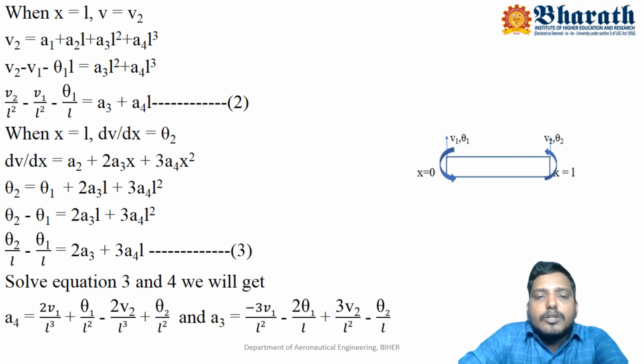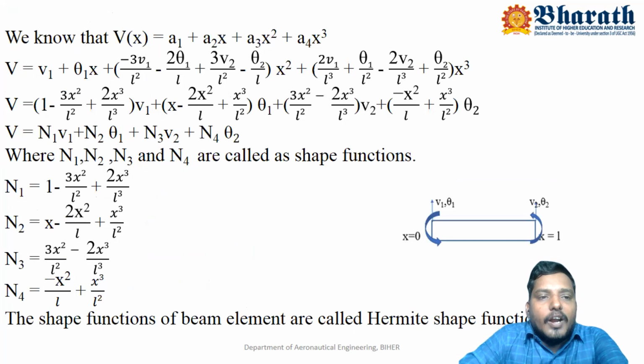While solving equations 2 and 3, we will get the values of a4 and a3. We already found the values of a1 and a2. Now I have found all the values of the unknown coefficients. Then we have to substitute in the given equation 1, that means v of x equal to a1 plus a2x plus a3x square plus a4x cube. We substitute all the values into equation 1.